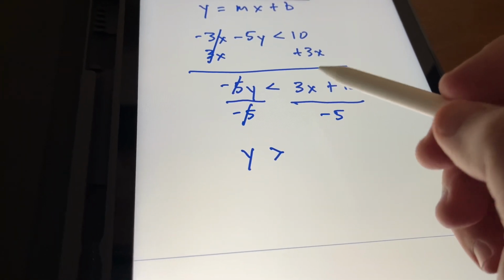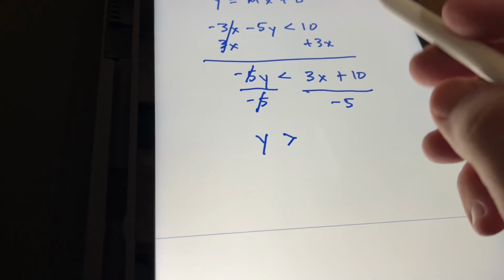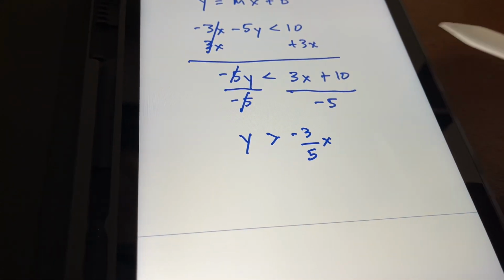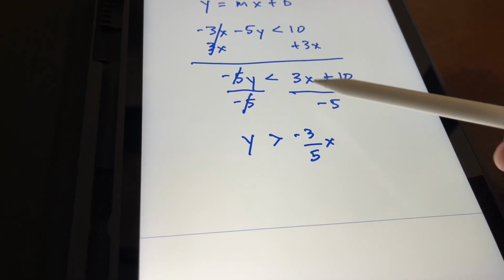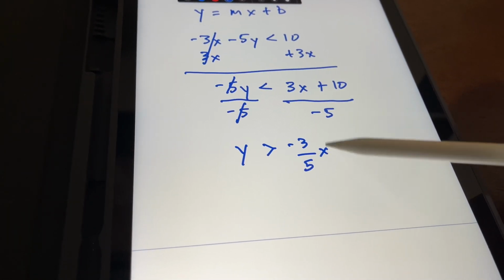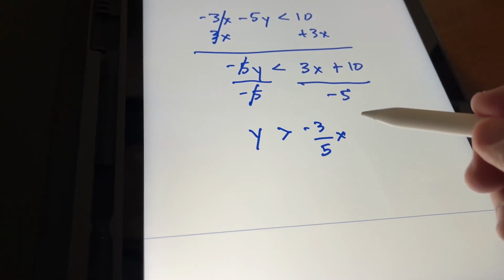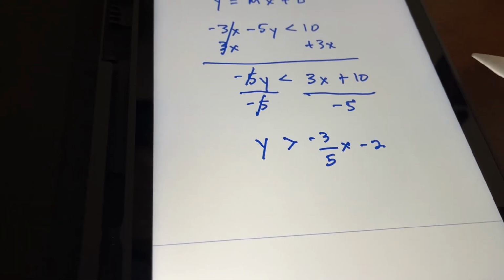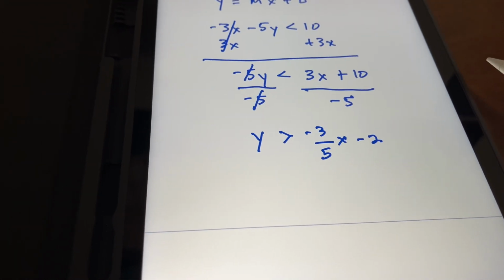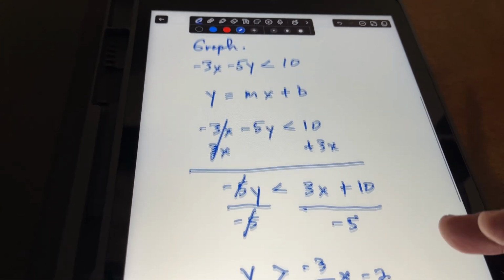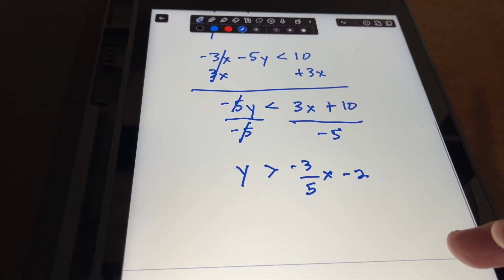And then look at what I have. I have 3 divided by negative 5. I'm going to call that negative 3/5 x. The negative goes with the top number. So it's negative 3/5 x. And then I have 10 divided by negative 5, which is negative 2. So this is my slope-intercept form of this original equation that I had up here, or inequality that I had up here.